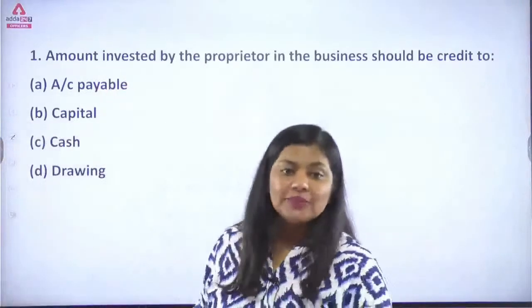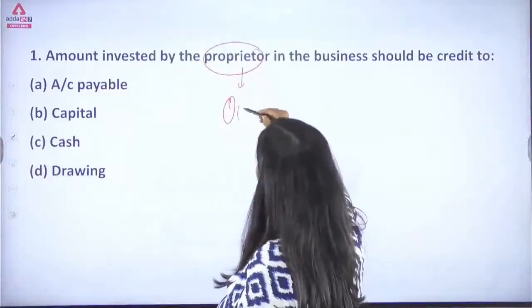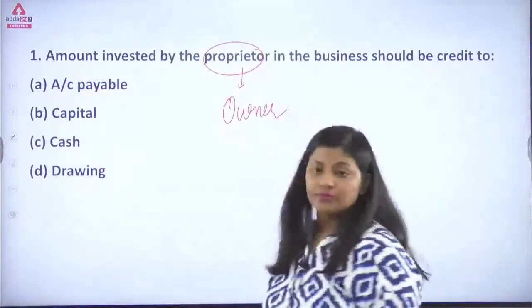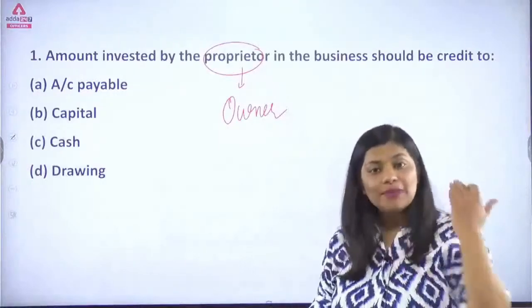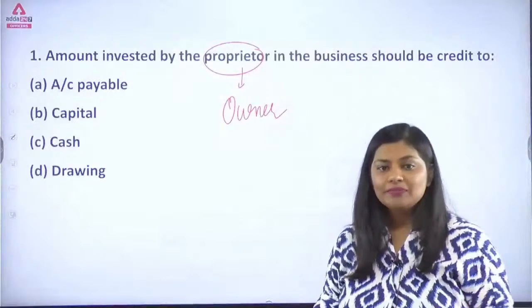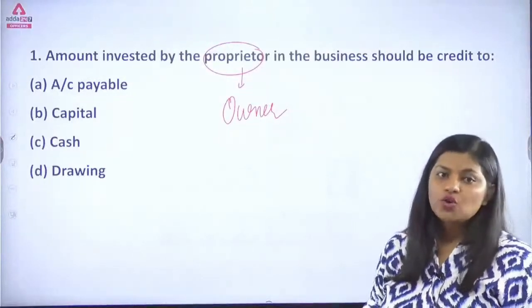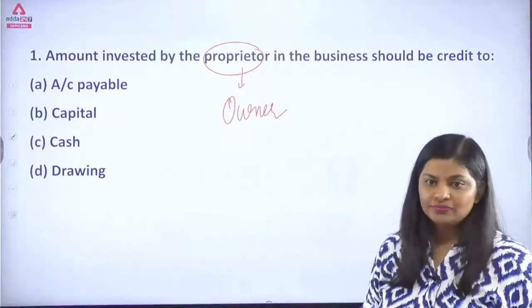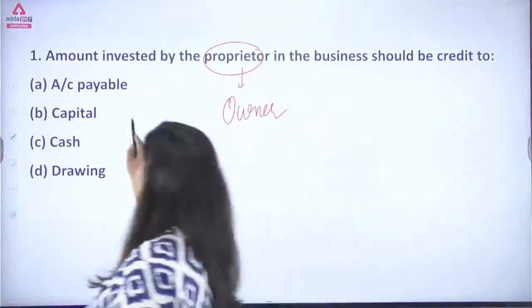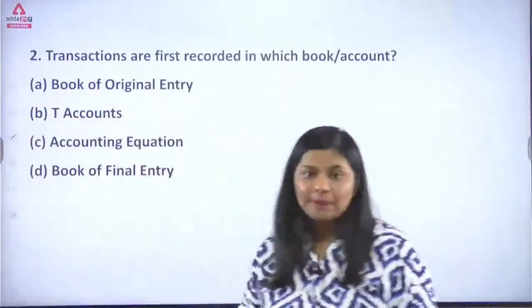Amount that is invested by the proprietor. What do you mean by proprietor? That means owner, right? So, amount that is invested by the owner in the business should be referred to as what? Capital, cash, drawings, account payable. It is capital. Any amount that is invested by the owner is the capital.